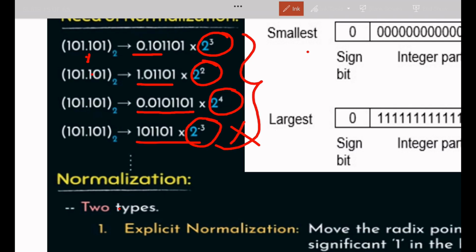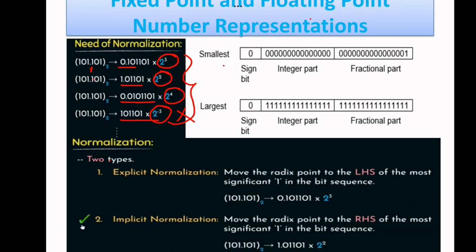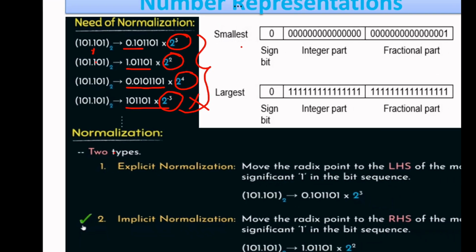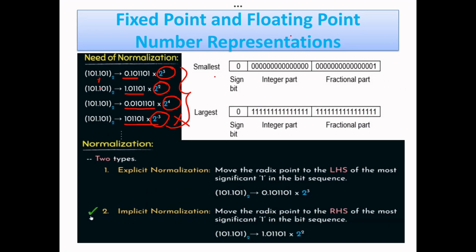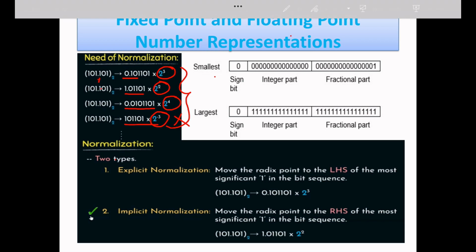So the scientists discovered and have given you two standard forms. What are the two standard forms? The first standard form is explicit, and the second is implicit. What is the meaning of explicit? What is the meaning of implicit? Explicit means outside, implicit means inside, after one bit.